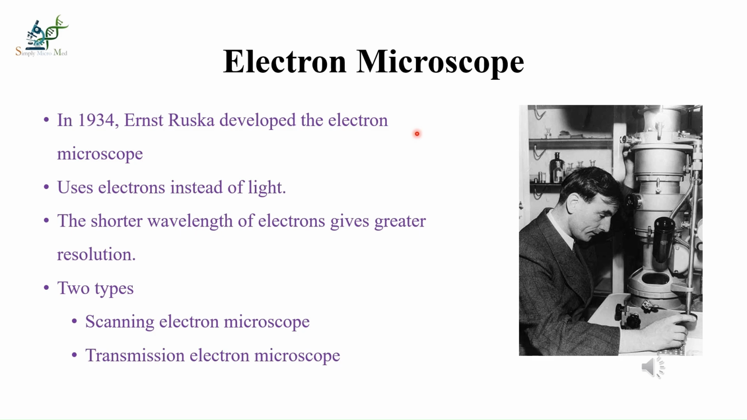So, with the help of a simple or compound optical microscope, it is not possible to see the virus. Only with the electron microscope can we observe the morphology of the virus. In an electron microscope, we use electrons instead of light, as compared to the optical microscope. And this shorter wavelength of electrons will give greater resolution, so you will get a better, clearer image of the microorganism. There are two types of electron microscope. The first one is the scanning electron microscope, and the second one is the transmission electron microscope.